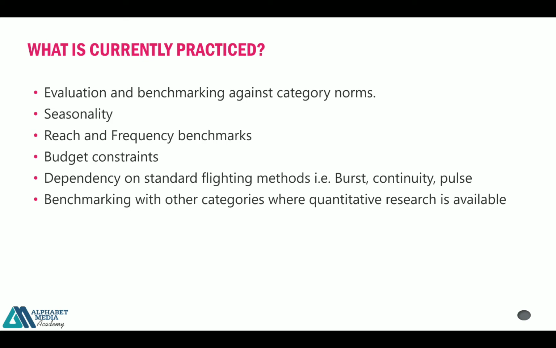Lipton, for instance, is another good example. They tend to advertise more around the Ramadan period, when there's breaking of fast, and so on. So seasonality can determine your flighting pattern.